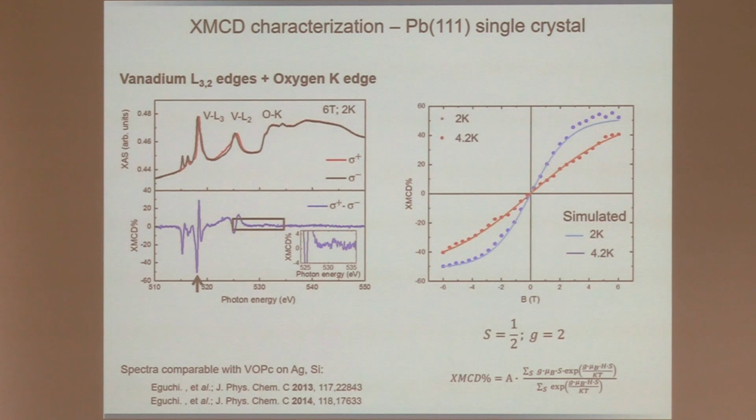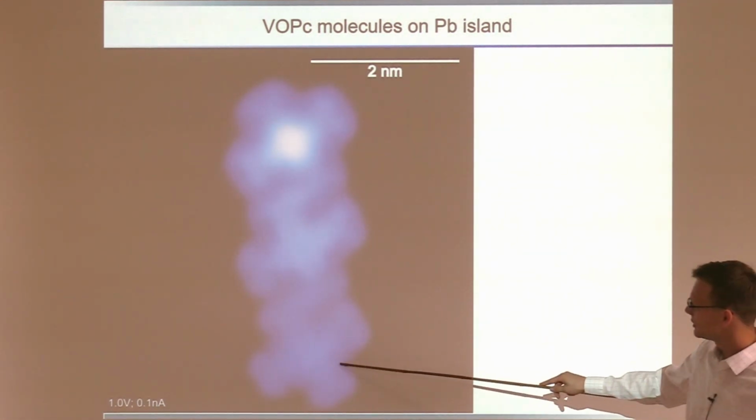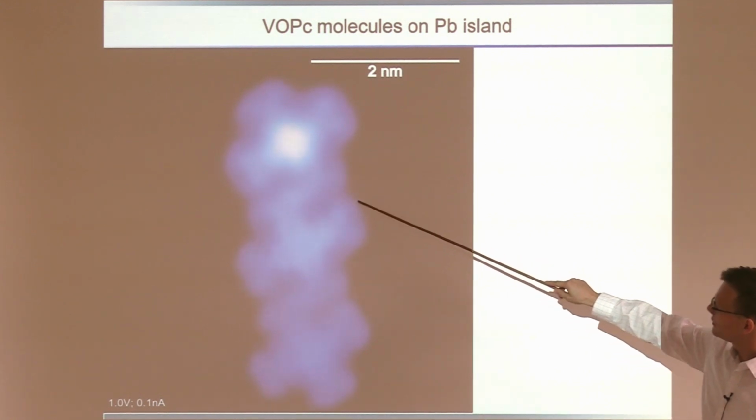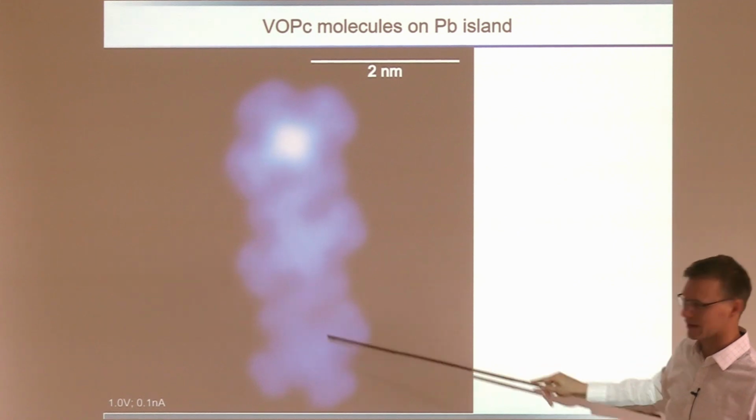Okay? So that's nice. It looks like the spin is intact. With the STM in Stuttgart, we can look at these things in more detail. So here are 3 molecules. You see they look a bit different, right? One has a bright blob in the middle and the others are sort of flat.